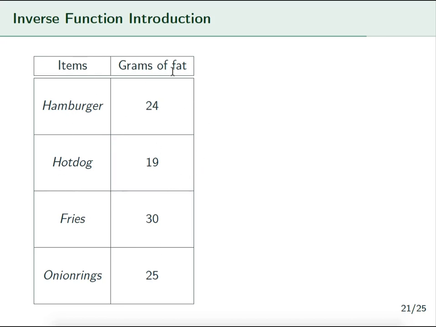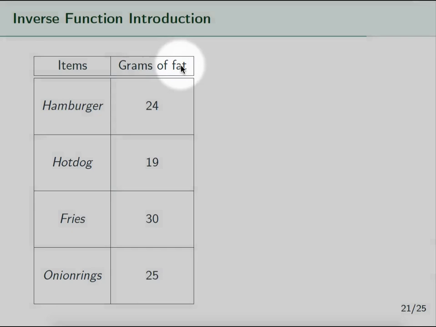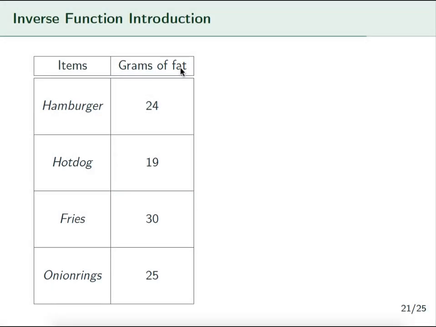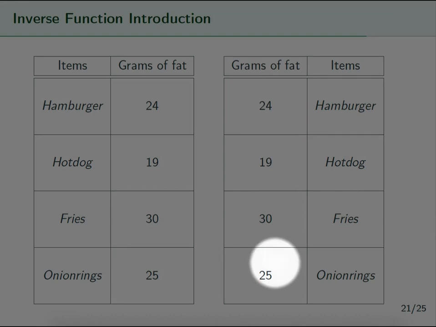So if I want to find inverse of this function, what we're doing is we're switching. In this example, we look at items as an input. These are inputs, and these are output quantities. So an inverse function, we switch domain and range, which means we switch input quantities row and output quantities row. So this right here is an output function. As you can see, the grams of fat, we can now consider this as inputs, and these are outputs.